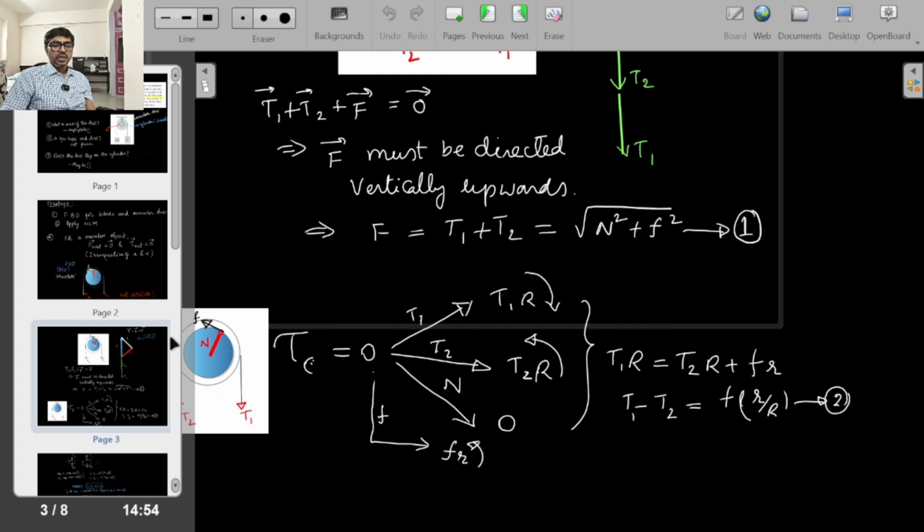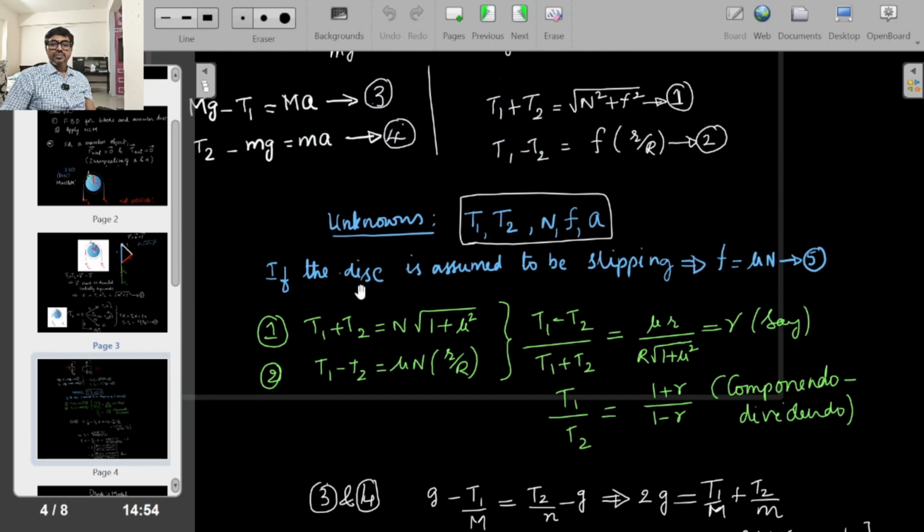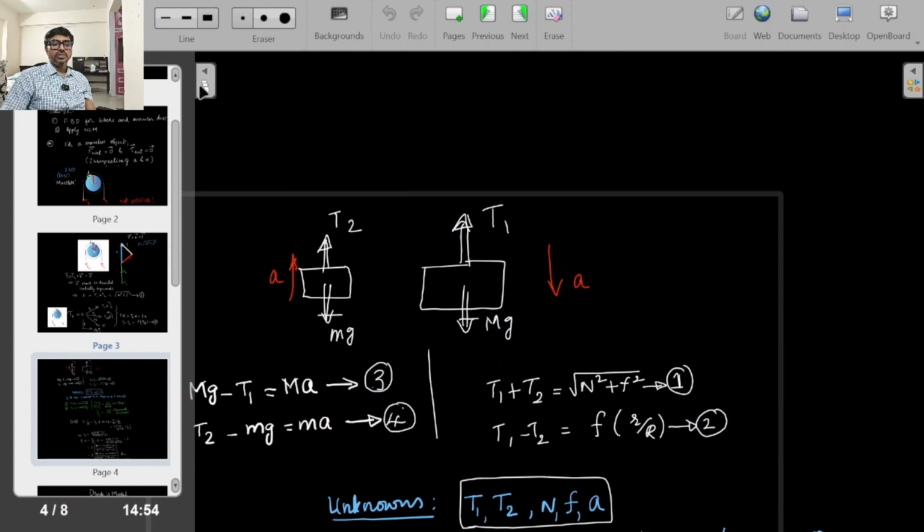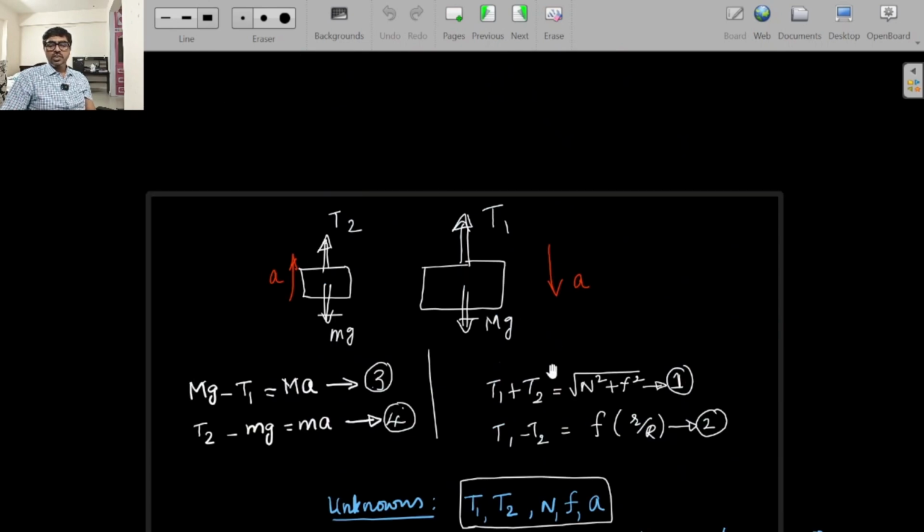Okay. Now we'll go for the blocks. Let's look at the blocks. For each block we will write the free body diagram. Capital Mg is going down against T1, so capital Mg minus T1 equals capital M into A. Same way, T2 is pulling the smaller block up against small mg, so T2 minus mg equals small m into A. These are the two equations you will get from Newton's law applied for the blocks.